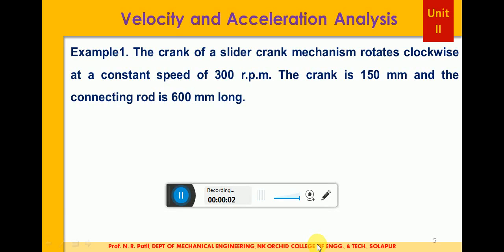Hello friends, today we are going to learn velocity and acceleration analysis.